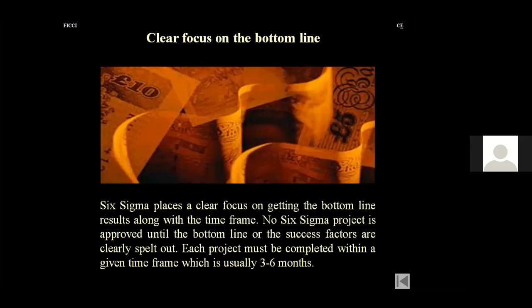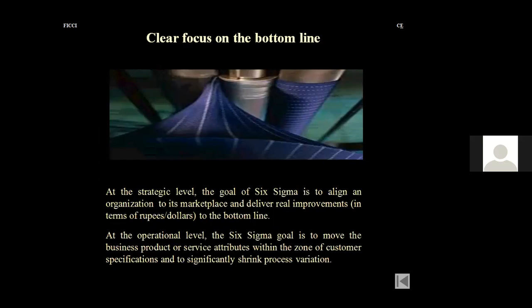And no Six Sigma project is approved unless the bottom line or the success factors are clearly spelled out. When we work on a Six Sigma strategy, it's a project-based approach, which normally takes 3 to 6 months, and at the end of the project, we would actually quantify the results which we have achieved.